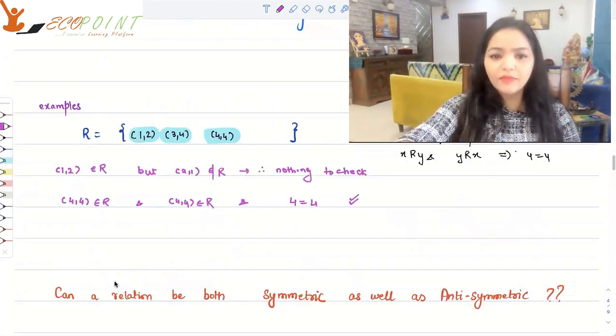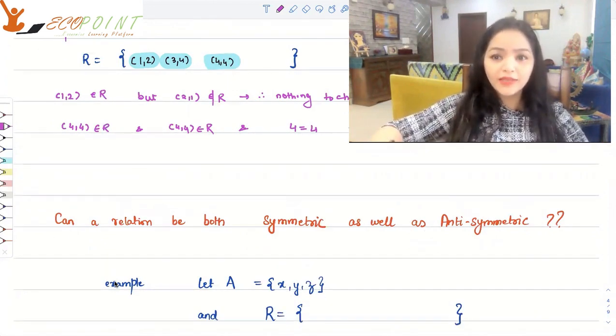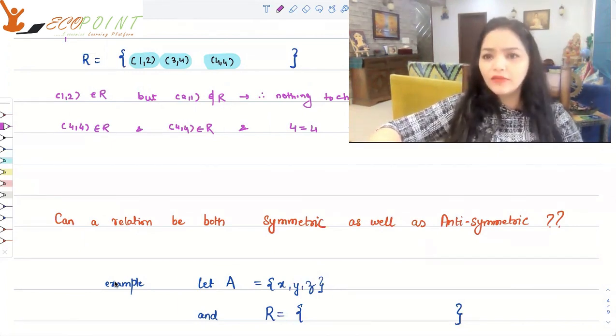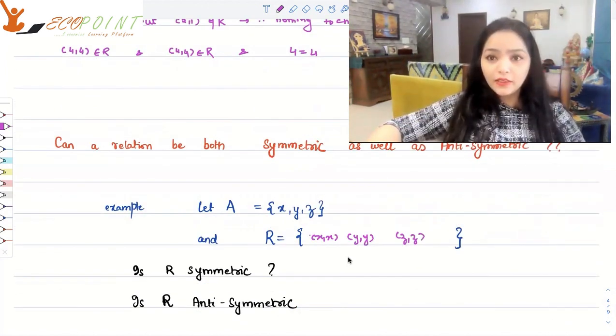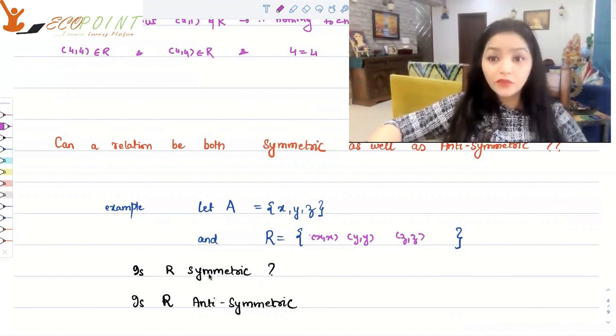Let's take some more examples, and to understand how antisymmetric and symmetric are related to each other, let's understand that with an example. Can a relation be both symmetric and antisymmetric at the same time? Let's take a general example. Let's take A, which consists of X, Y, and Z. So relation set R is the set consisting of all diagonal pairs (X, X), (Y, Y), and (Z, Z). Is R symmetric? We have just seen this before. Yes, it is symmetric.